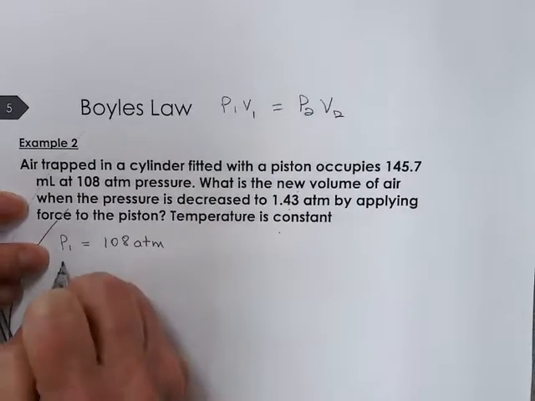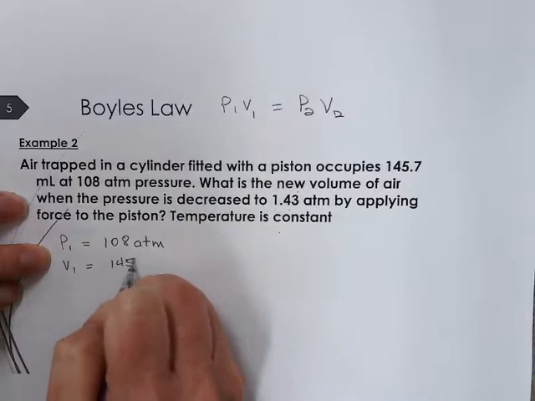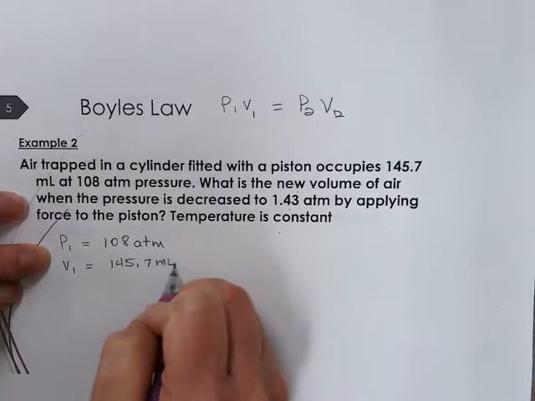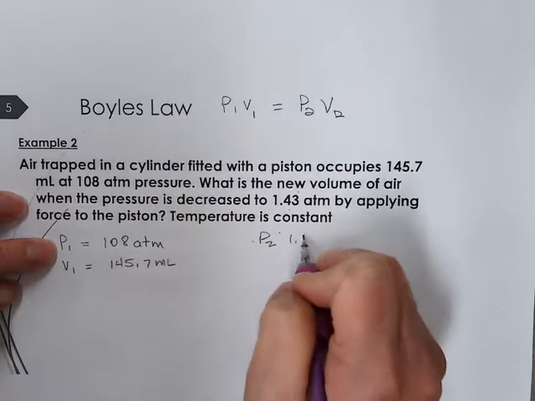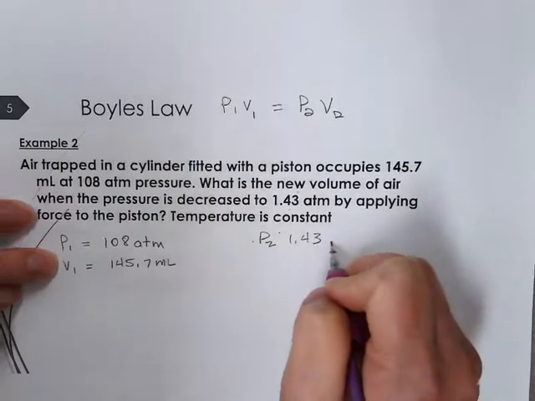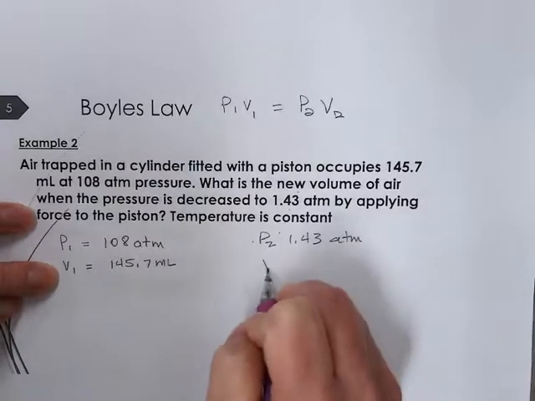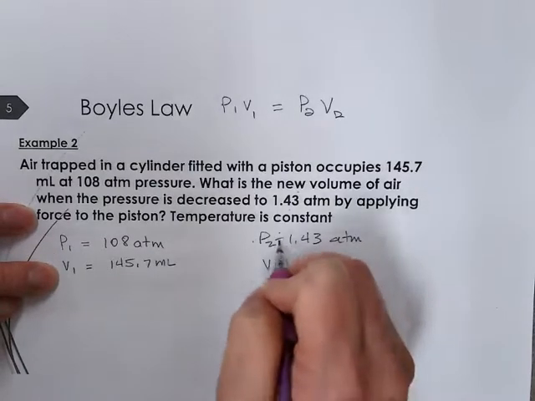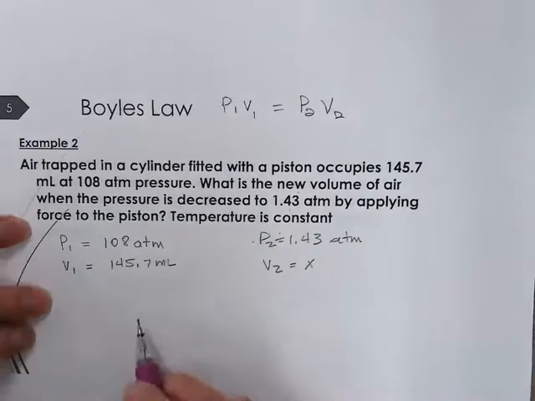So we know our initial pressure to be 108 atmospheres, and we know our initial volume is 145.7 milliliters. And we're decreasing the pressure to 1.43 atmospheres, and we're trying to figure out what is that new volume going to be.